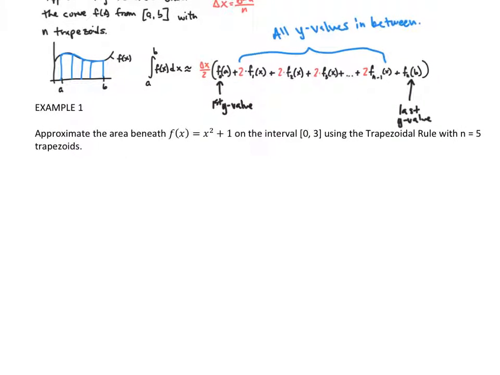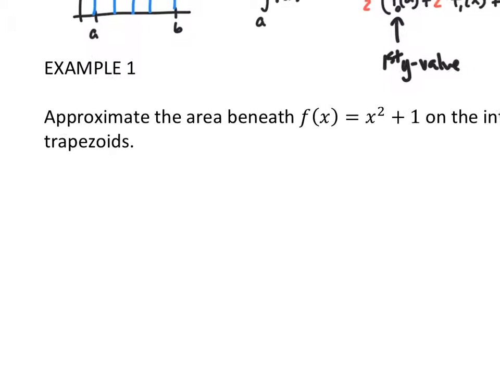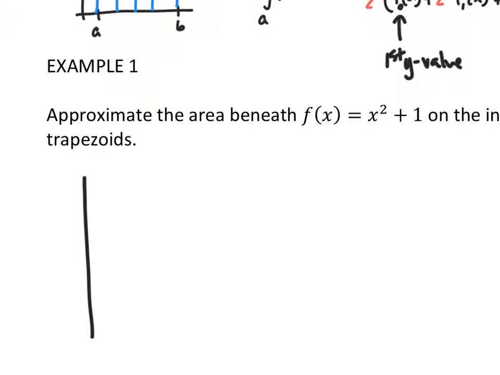Example 1 says that I want to approximate the area beneath the function f of x equals x squared plus 1 on the interval from 0 to 3 using the trapezoid rule with n equals 5 trapezoids. So let's go ahead and draw a quick sketch of this. I want to approximate the area from 0 to 3. So I'm going to do 0, 1, 2, and then 3 of x squared plus 1. That starts here at 1. And then I'm just going to think about my last y value. If I plug in 3 into this function, I get 9 plus 1, which is 10. So that's my last one.